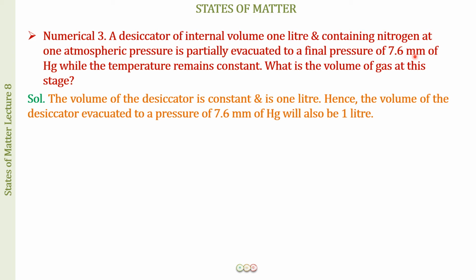Okay, so I hope this is clear to you people, that the volume of the desiccator is constant. The volume of the desiccator evacuated gas will also be 1 liter. So the volume of the gas is going to be 1 liter. I hope this is very clear to you people, that unless you are changing the pressure and volume both at constant mass and temperature, you are not going to apply the Boyle's law. Fine.